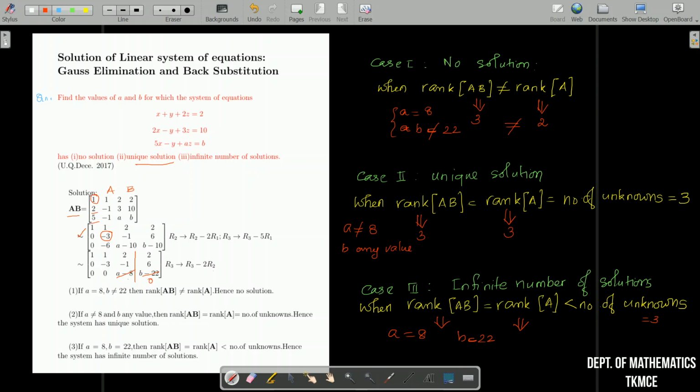A equal to 8 means this A minus 8 becomes 0. B equal to 22 means B minus 22 is also equal to 0. So, the entire third row is 0. And therefore, we have only 2 non-zero rows in both AB and A, and therefore rank of AB is 2 and rank of A is also equal to 2. Therefore, the common rank is less than the number of unknowns, and hence we have infinite number of solutions. Thank you.